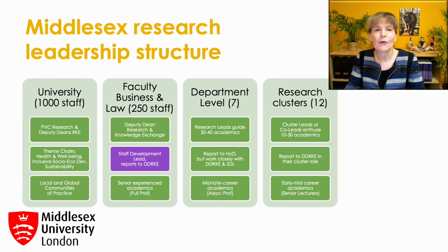So this is where my role fits in with the current Middlesex University leadership structure for research, and you might be interested to look at this structure for just a few moments. We have purposefully attempted to provide leadership at every level, and the academics fulfilling these leadership positions are also at very different academic levels. At the university level, we have a Pro-Vice Chancellor Research who interacts closely with the 4 faculty deans research and knowledge exchange.